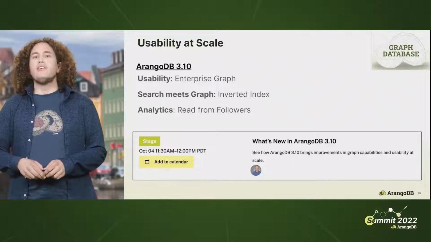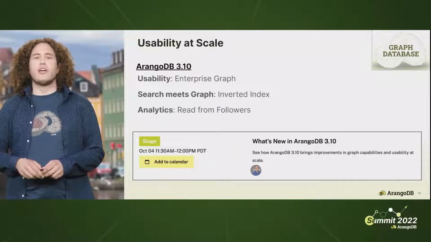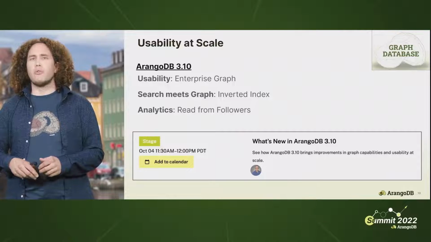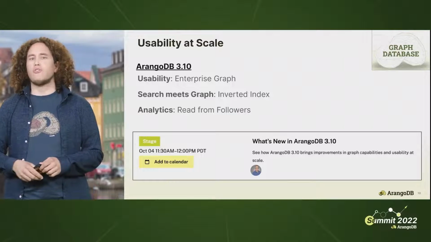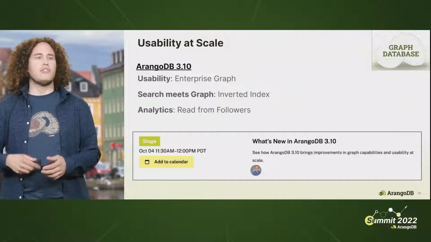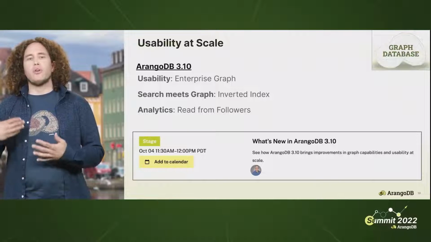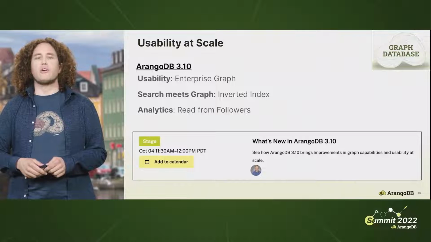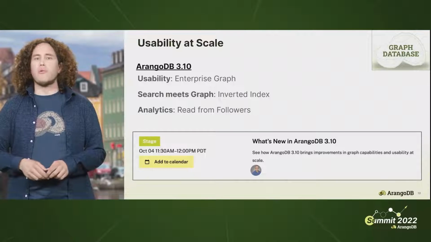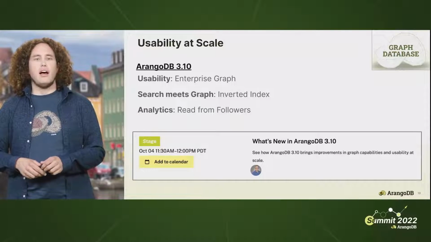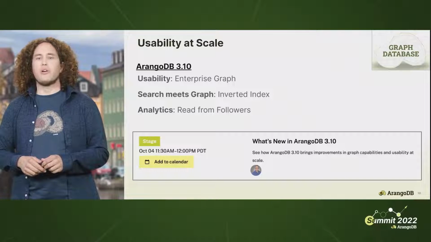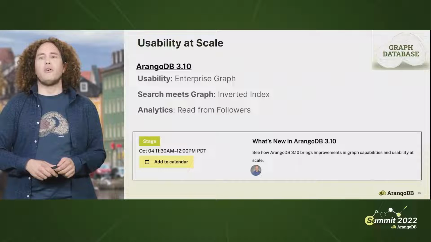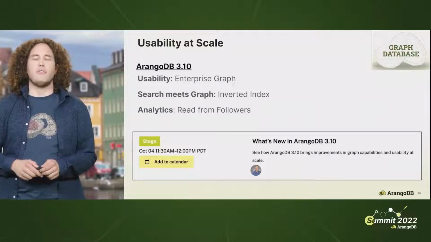Next is then our analytics stack. Here we introduced a new capability in 3.10, read from followers, which allows you to separate your write workload to the cluster, potentially more your transactional workloads, from your analytical workloads by having it run on different servers in your cluster. If you want to learn more about ArangoDB 3.10, listen later today to Claudio's talk on what's new in ArangoDB 3.10 to actually dive into all those details of that release.